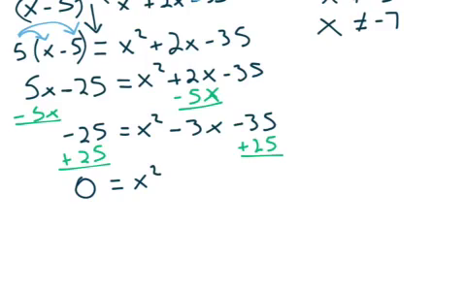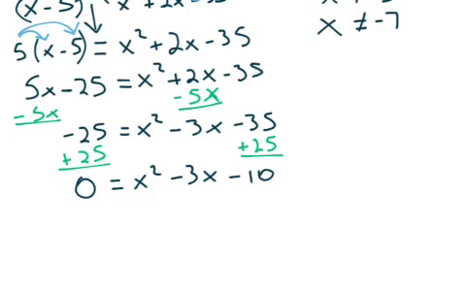So bringing down my x squared, my minus 3x. Now negative 35 plus 25 is a negative 10. We good there? Okay. Now I have a 0 equals a trinomial.